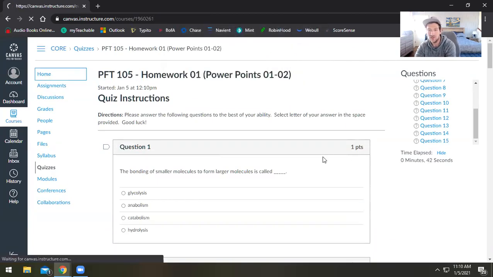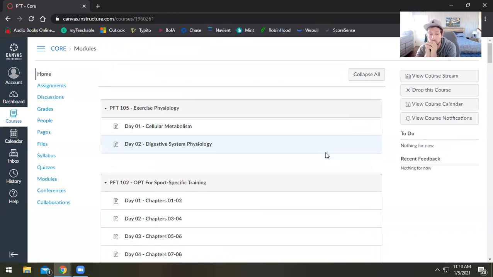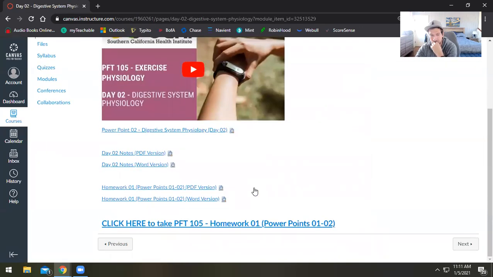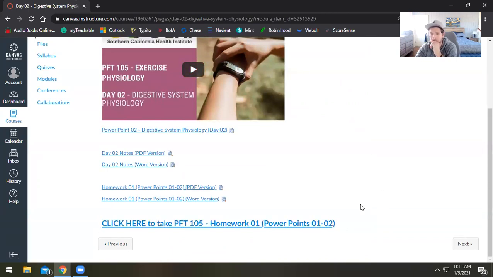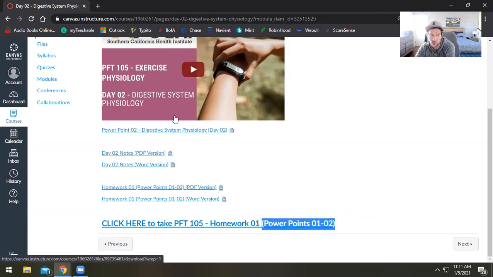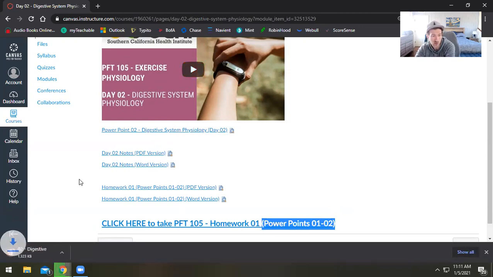Okay. So that's how you... One question, and this is for the test, but when they say, for example, homework 02 PowerPoint, what is that? So the reason it says that it's PowerPoints 1 through 2 is because if you want to study in order to pass, I'm assuming you download.